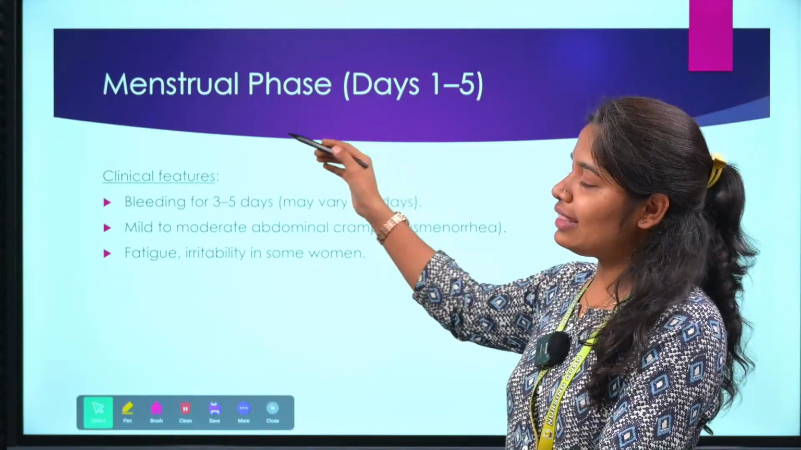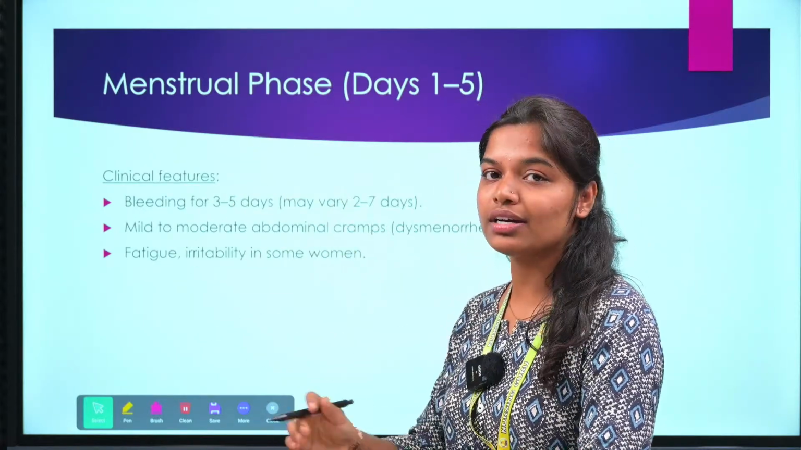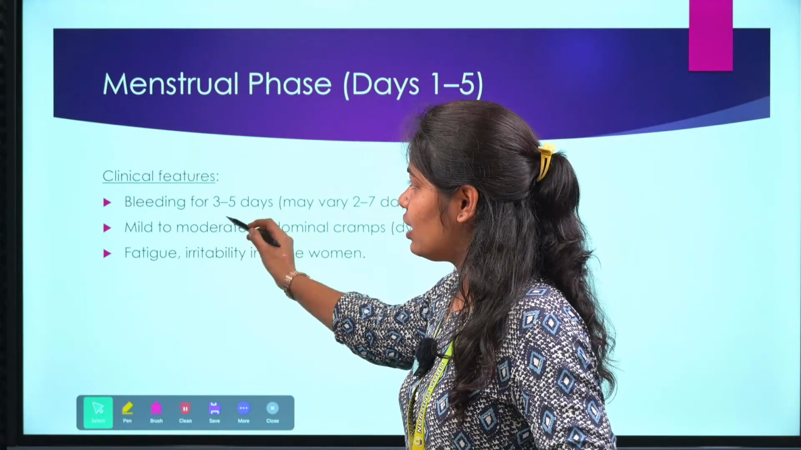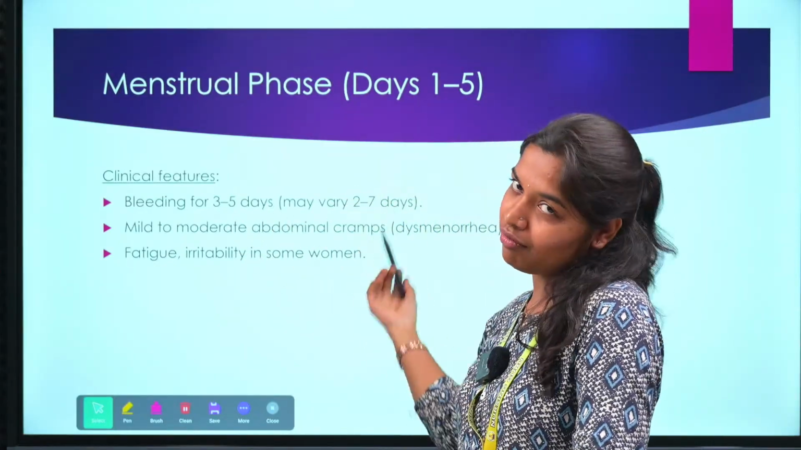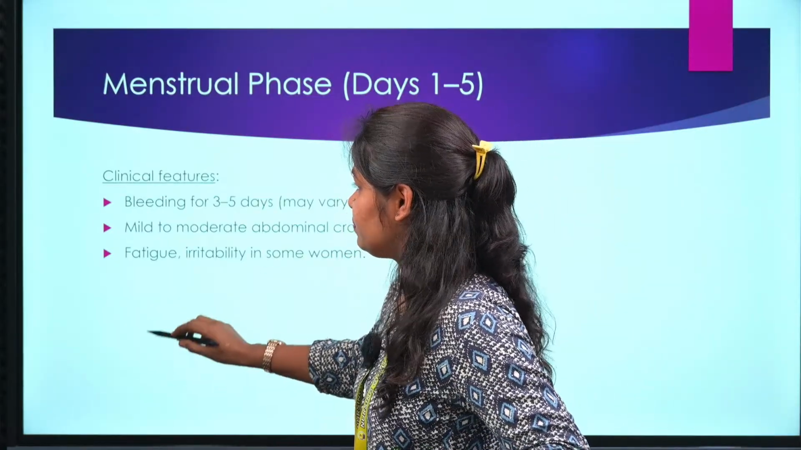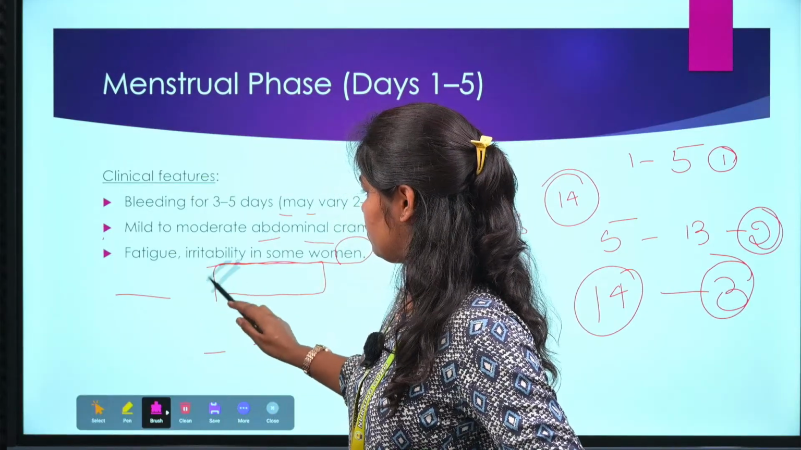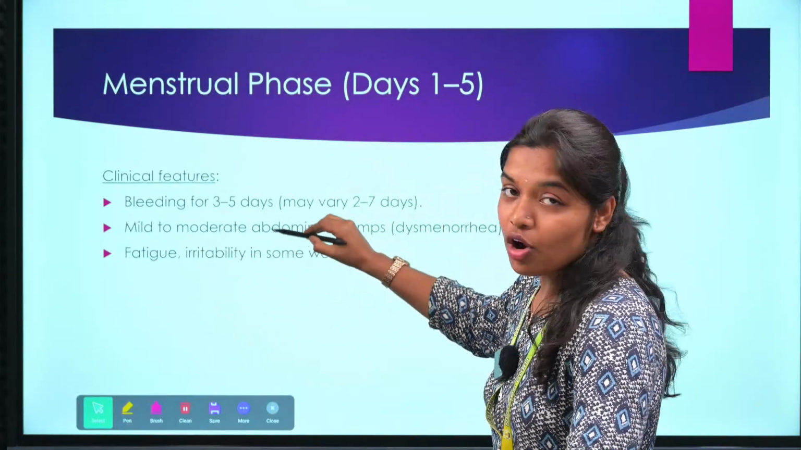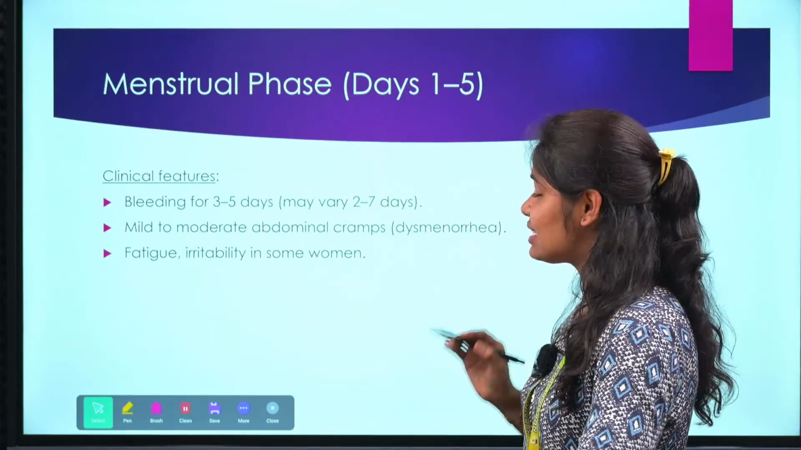Next, in the phases of menstruation, these are the clinical features that will occur in the woman. At the time of the menstrual cycle, bleeding will occur for 3 to 5 days. It may vary in some women, from 2 to 7 days. Then mild to moderate abdominal pain or abdominal cramps will be there. We call it dysmenorrhea.